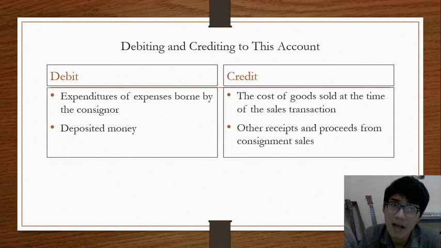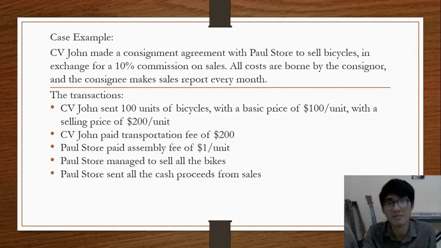On the debit, we put expenditures or expenses borne by the consignor and deposited money, and on the credit, we put the cost of goods sold at the time of the sales transaction and any other receipts and profits from consignment sales. Here's a case example.